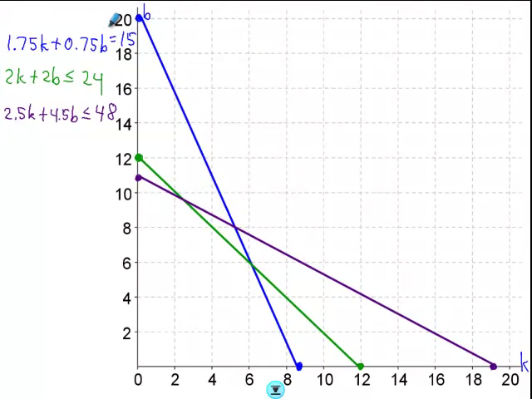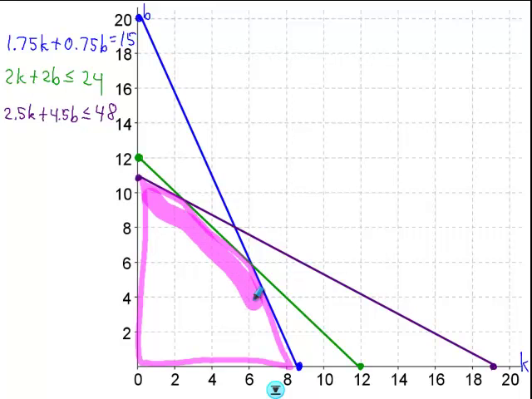Okay, in all of these situations, we're going to shade underneath the line. And so when we're done, I'm going to try to be fairly careful here. This is our feasible region. I'm going to thicken this up a little bit. This is our feasible region.